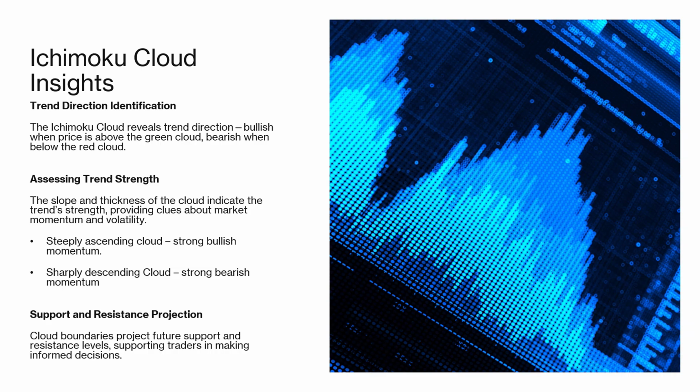Very simply, the cloud reveals trend direction. When price is above the green cloud, it's bullish, and when price is below the red cloud, it's bearish. The slope and the thickness of the cloud indicate the trend's strength. If you've got a steeply ascending cloud, it's strong bullish momentum. If it's a sharply descending cloud, it's strong bearish momentum.